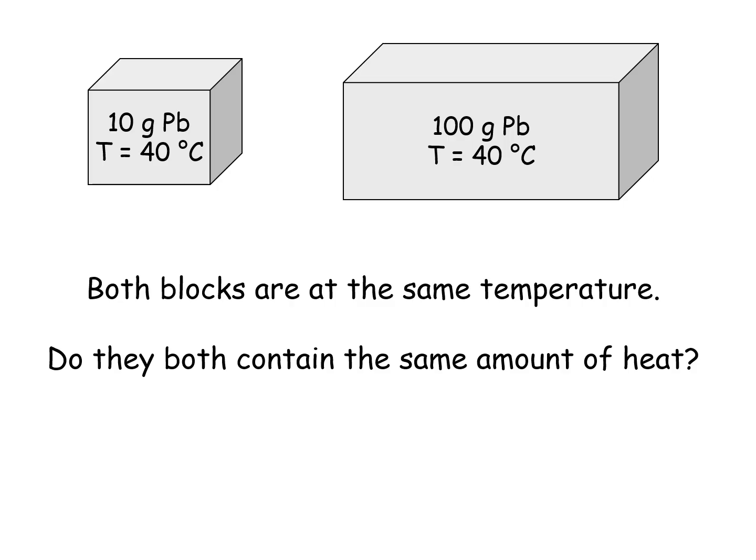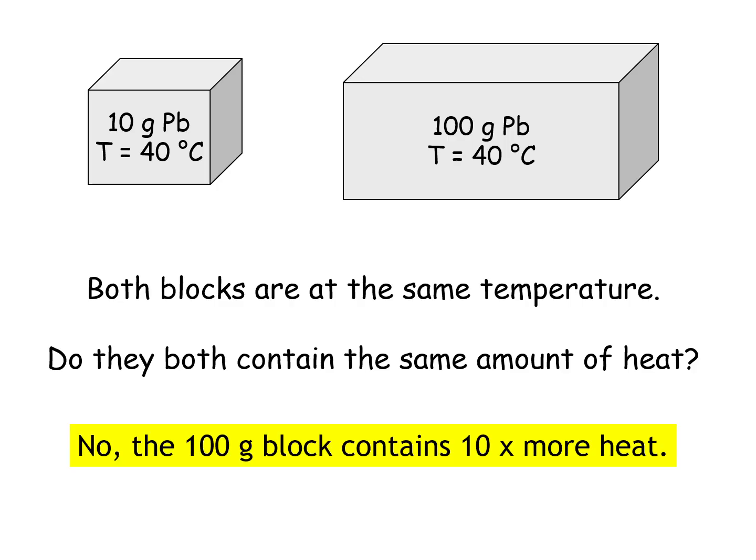So here we have two virtual blocks of lead. One weighs 10 grams and the other one weighs 100 grams. Both of them are at the same temperature. Do they both contain the same amount of heat? Hopefully, you said to yourself, well, I know that heat is an extensive property, so therefore the 100-gram block of lead is going to have more heat in it, even though it is at the same temperature. And in fact, the 100-gram block contains 10 times more heat because it has 10 times more mass to it.